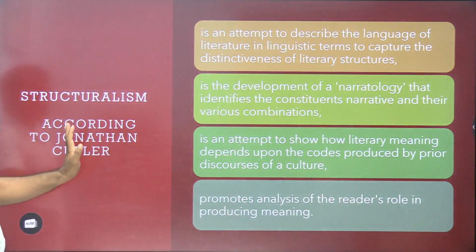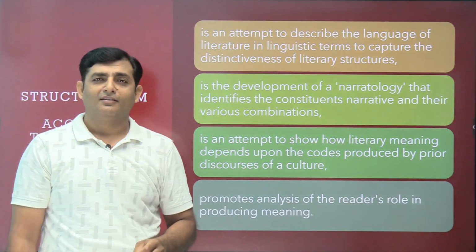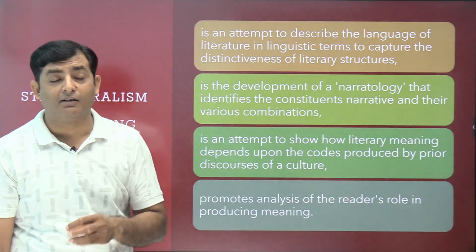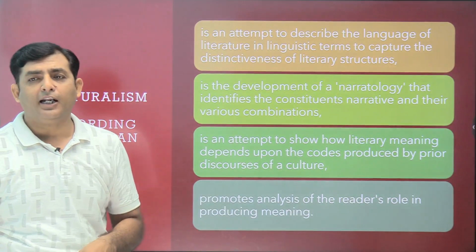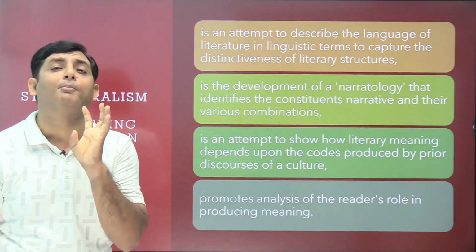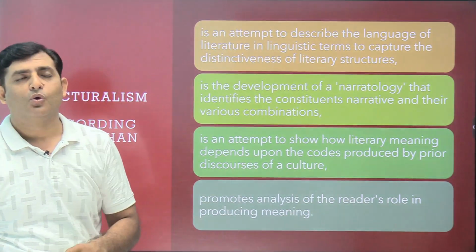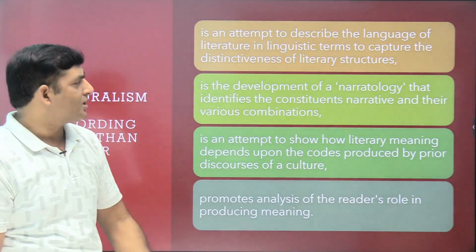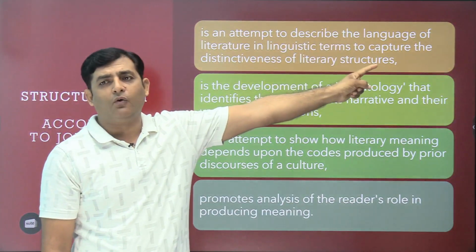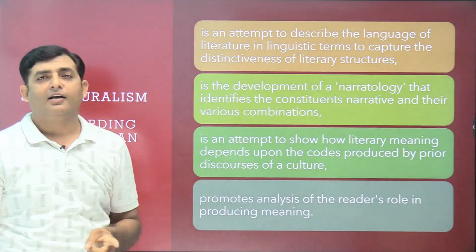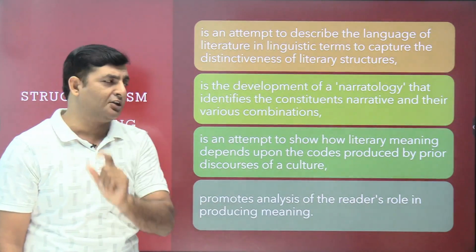Structuralism, according to Jonathan Culler. Jonathan Culler was a theoretician, a structuralist philosopher. And according to him, there are 4 basic components of structuralism. What does structuralism do? What is structuralism? Structuralism is an attempt to describe the language of literature.